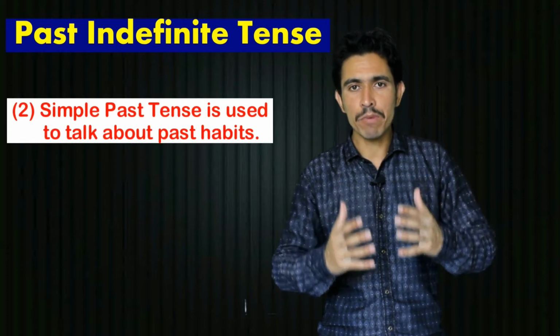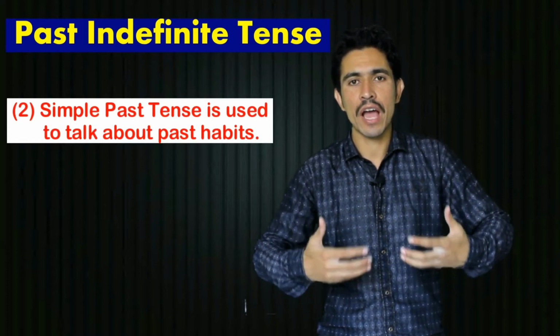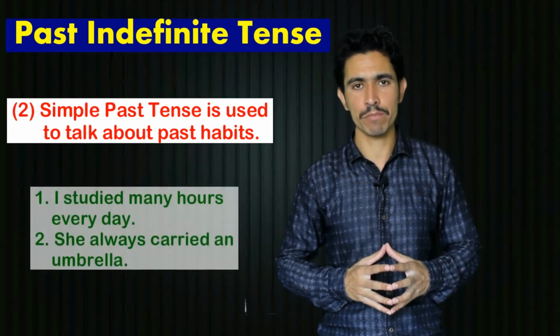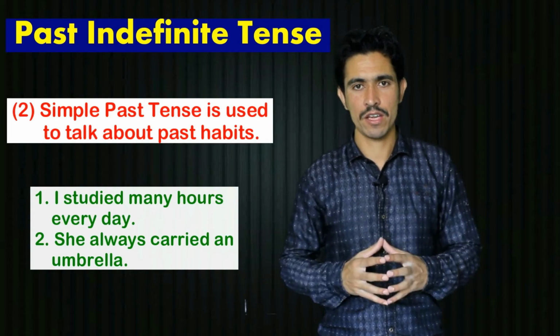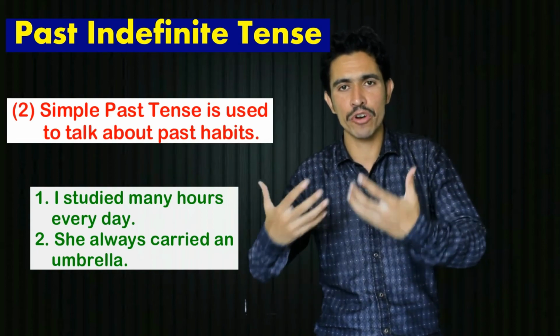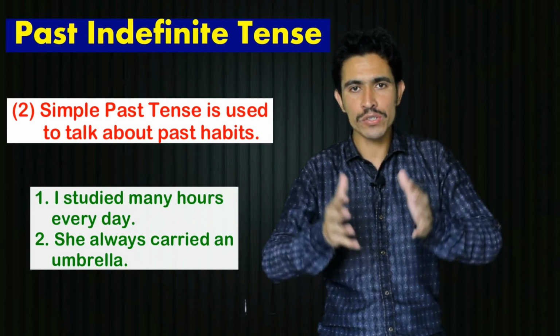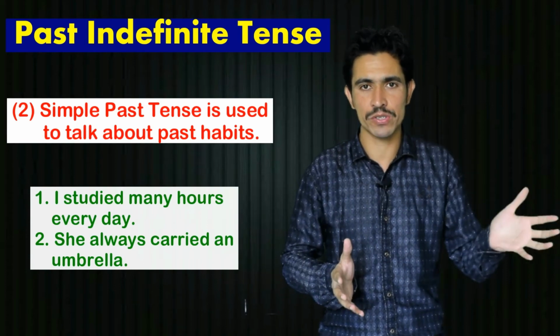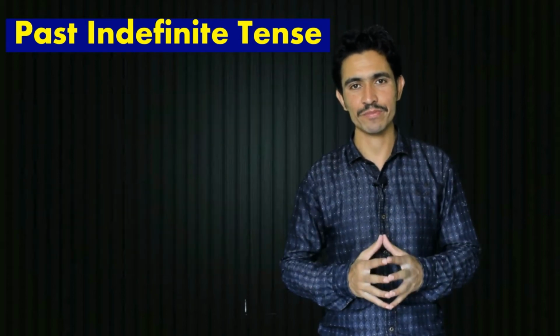Secondly, simple past tense is used to talk about past habits. For example, I studied many hours every day. She always carried an umbrella. So these sentences talk about past habits. Okay?